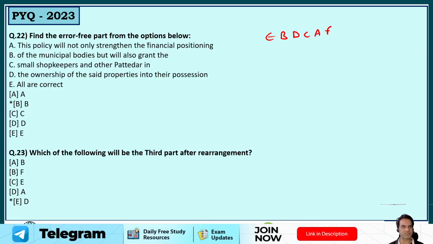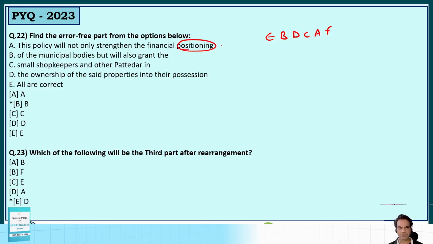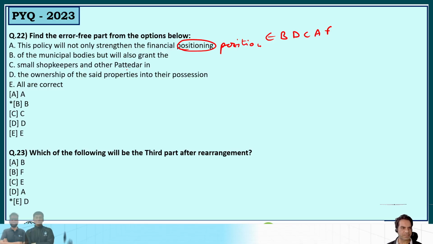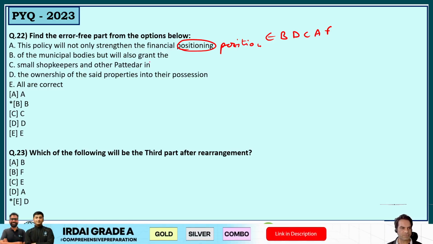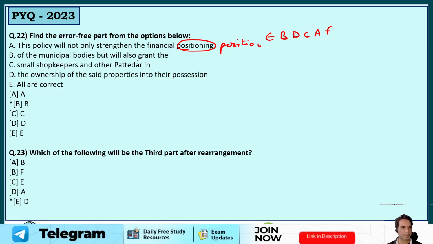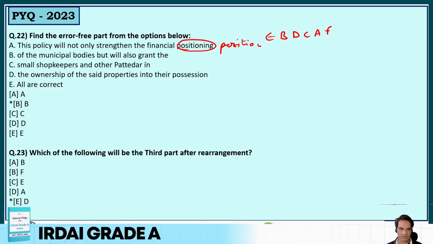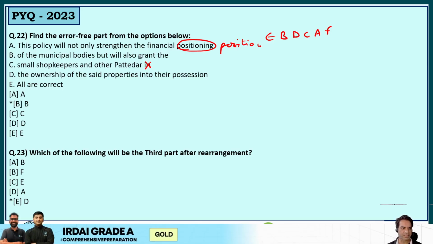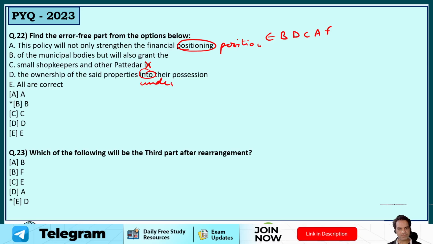The policy will not only strengthen the financial, not positioning, financial position. So option A has error in it. Position of the municipal bodies, but will also grant the small shopkeepers and other patedar in the ownership. No, so nothing should be here, guys. The policy will not only strengthen the financial position of the municipal bodies, but will also grant the small shopkeepers and other patedar the ownership of the said properties, not into, under their possession. So only option B was error free. Yes, option B is your correct answer, guys.